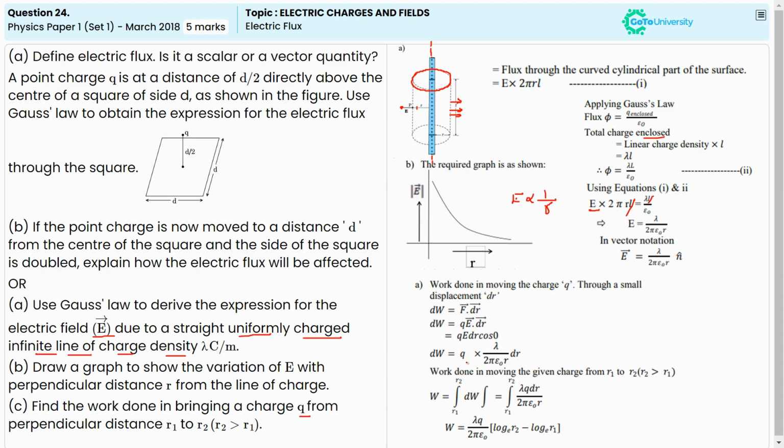Then dW is equal to Q into E dr cos theta, that is lambda divided by 2 pi epsilon naught into dr. Now, R2 is greater than R1, so I integrate this with respect to R from R1 to R2. Then the total net work done W is equal to lambda Q divided by 2 pi epsilon naught into natural logarithm of R2 minus natural logarithm of R1. This is the total work done in moving the charge Q from R1 to R2, and this is the expression.